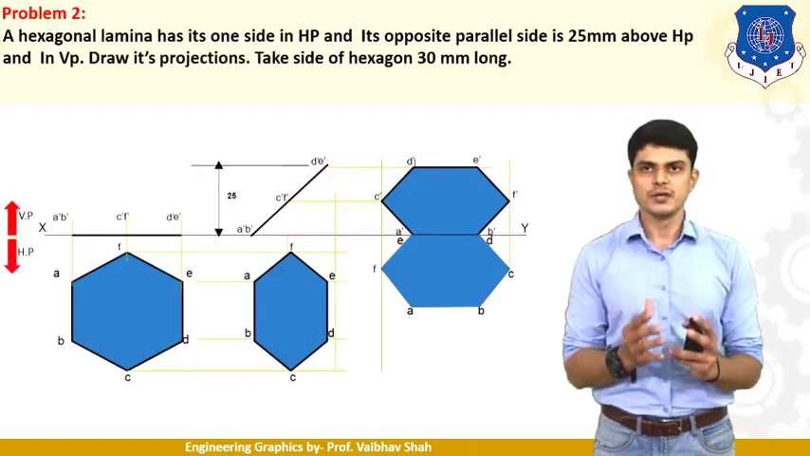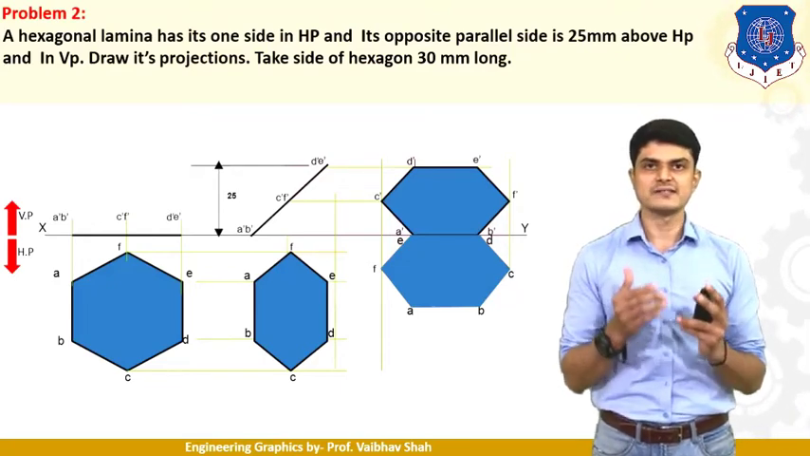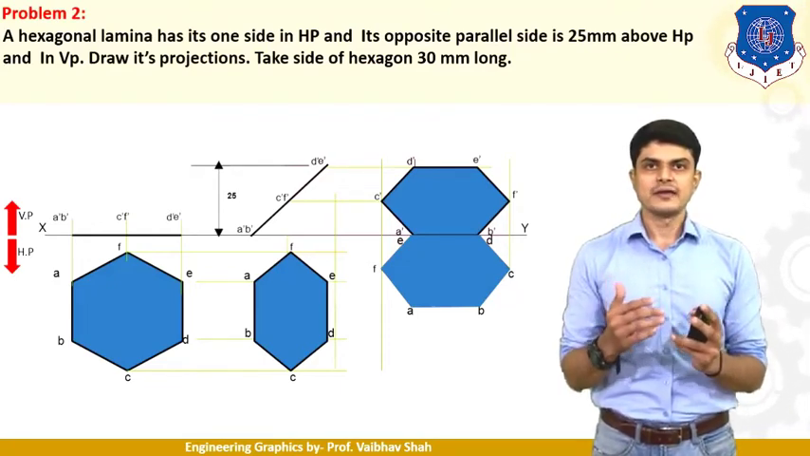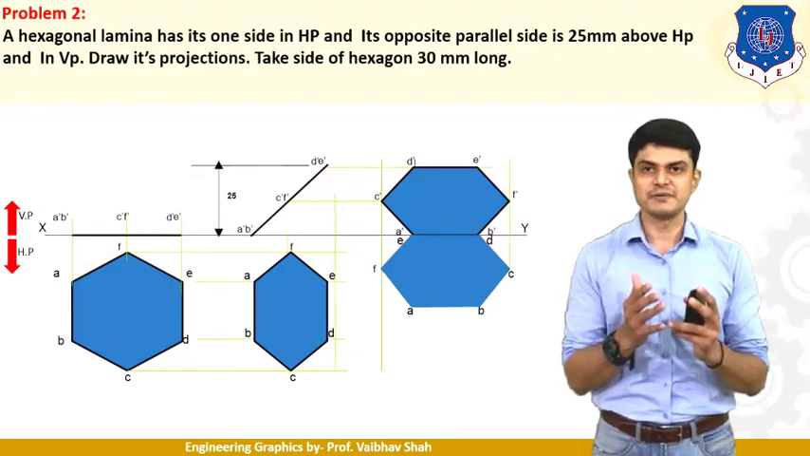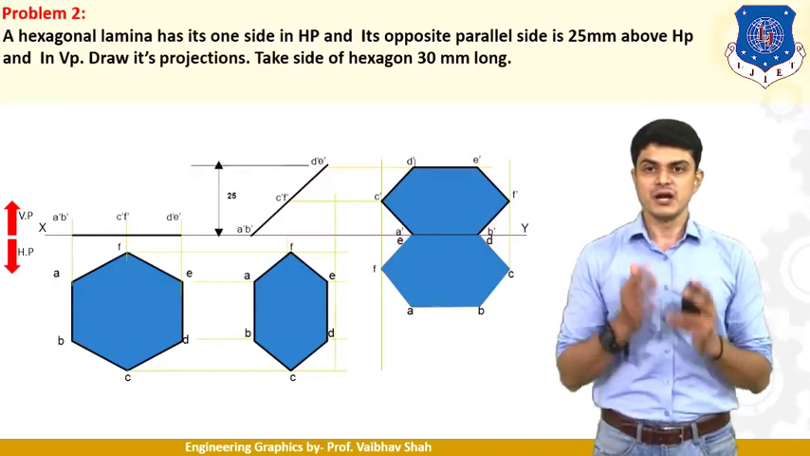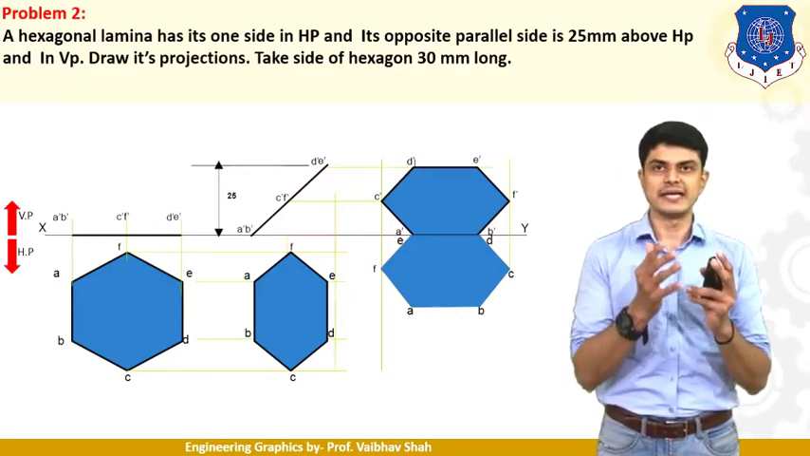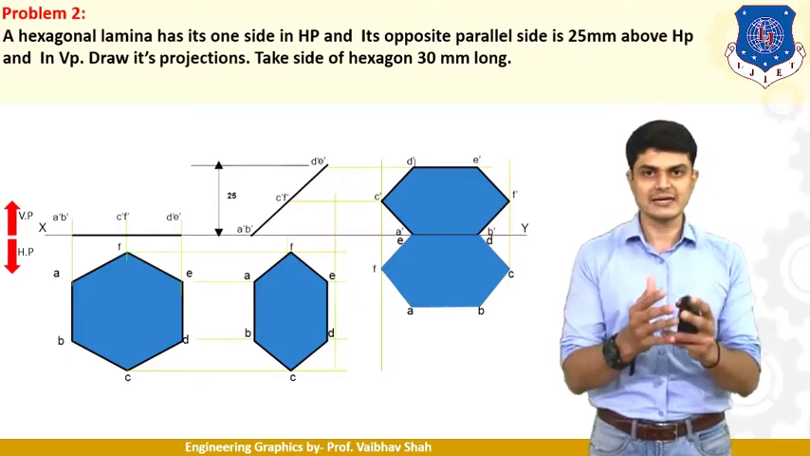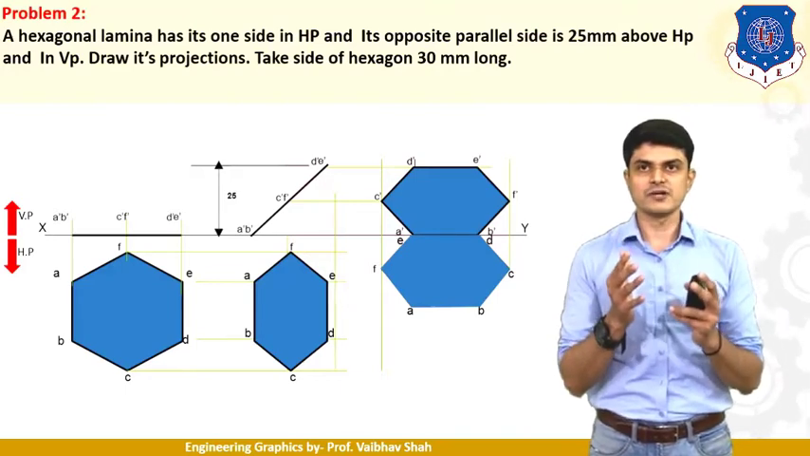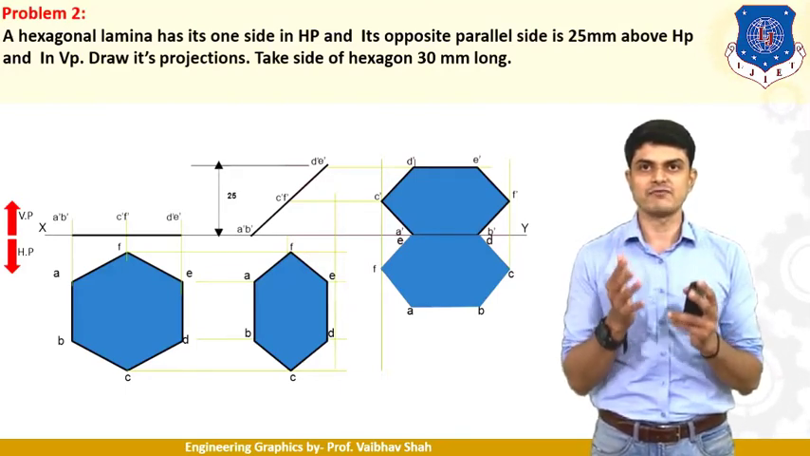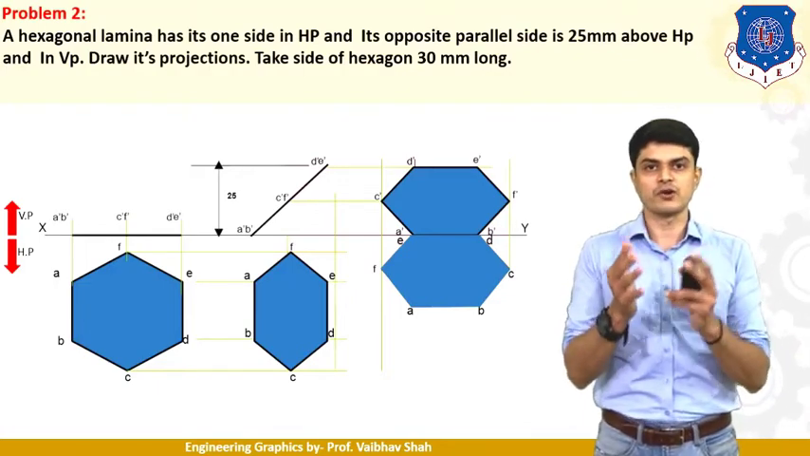So problem number 2. A hexagonal lamina has one of its sides in HP and its opposite parallel side is 25 mm above HP and it is in VP. Draw its projections. Take the side of the hexagon as 30 mm long. So here we are talking about a hexagon lamina and the side is 30 mm long. But observe that it says one of its sides is in HP. So that means it is resting on HP on one of its sides.